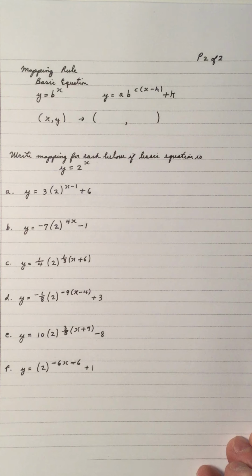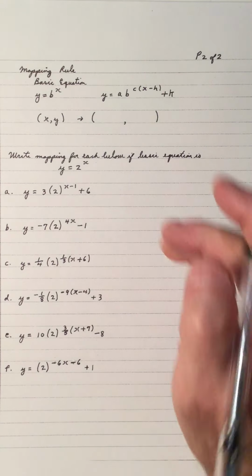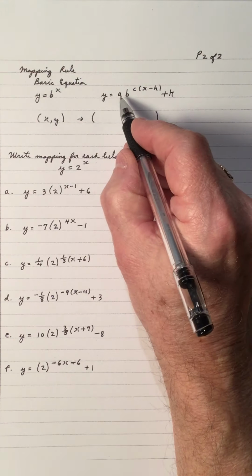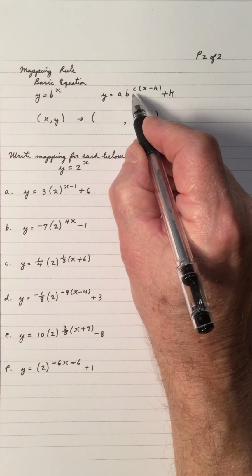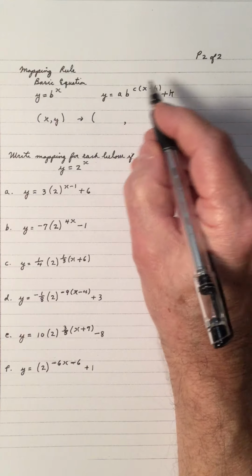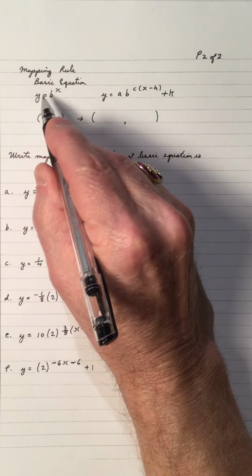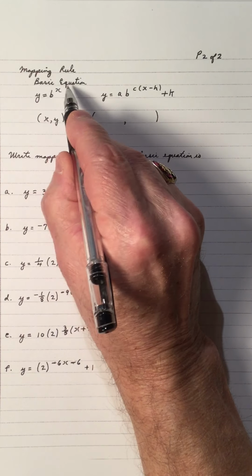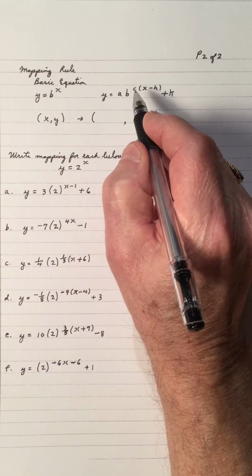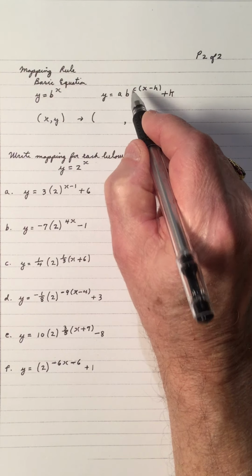In this video, I'm going to look at the mapping rule, because when you graph by transformation, you need a mapping rule. So let's look at it. In the first video, we looked at the values of a, b, c, h, k, etc. Now we're going to graph according to the basic equation, which means the mapping rule applies to the basic equation, what's happening to this basic equation in terms of this equation.